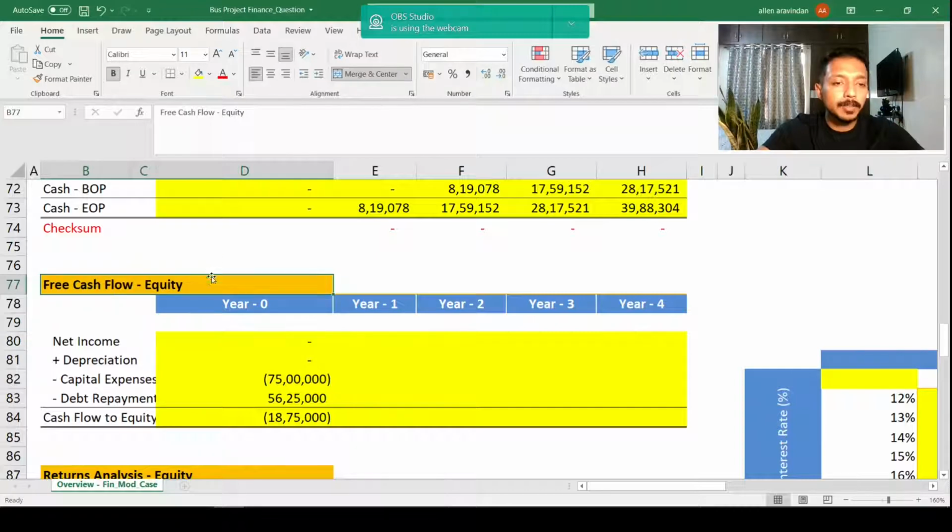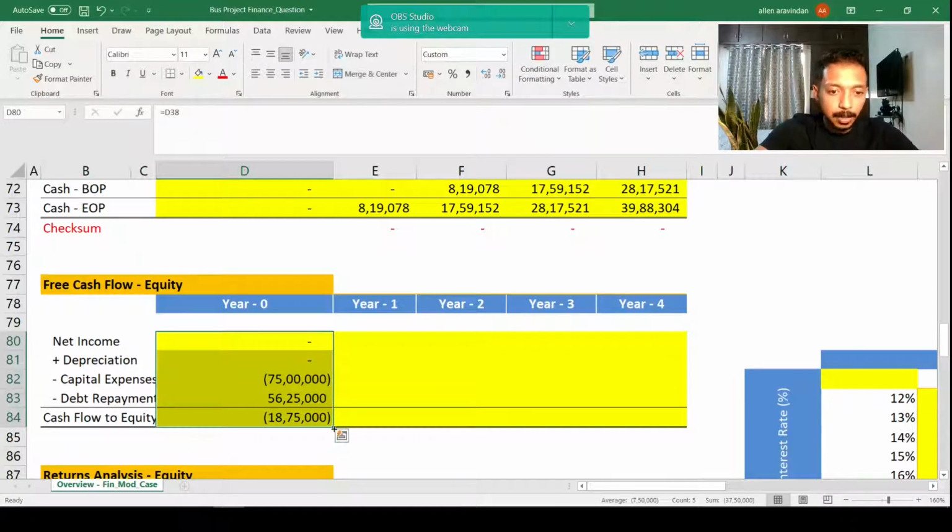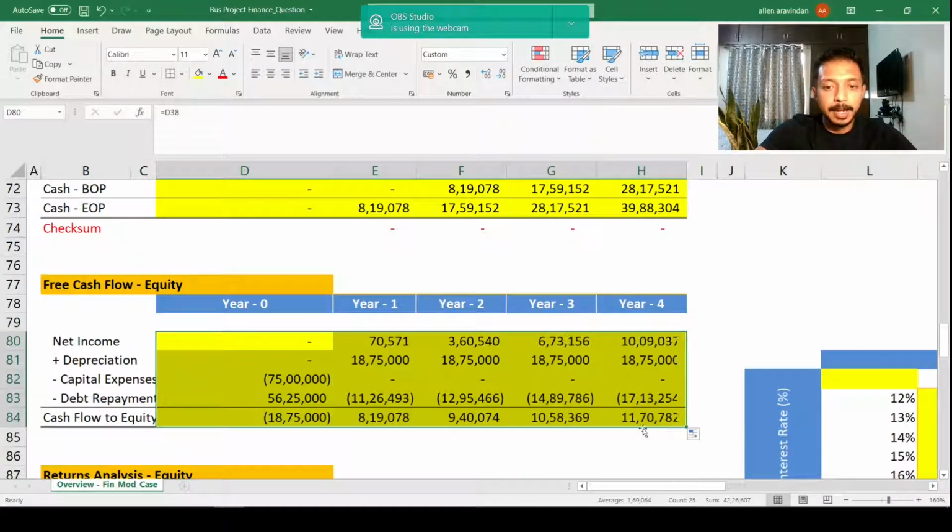Obviously, there are other ways of calculating free cash flow. You can also calculate the free cash flow for the firm as well, which would exclude the calculation only for equity. It would do the calculation for the entire business, right? Now let's drag this across to the right, so we will have the entire free cash flow calculation available for all the 4 years.